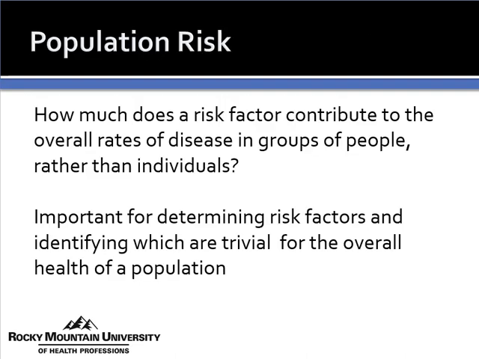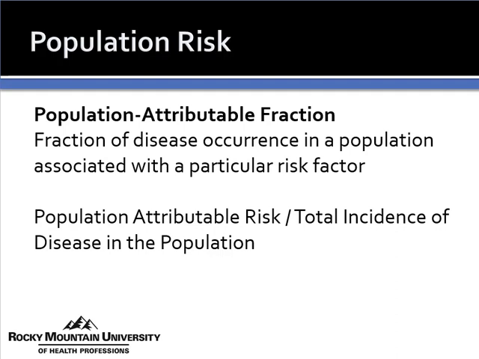Population risk. How much does a risk factor contribute to the overall rates of disease in groups of people rather than individuals? Important for determining risk factors and identifying which are trivial for the overall health of a population. The population attributable fraction is the fraction of disease occurrence in a population associated with a particular risk factor. So it's the population attributable risk divided by the total incidence of disease in the population.